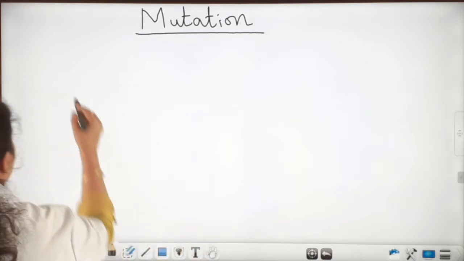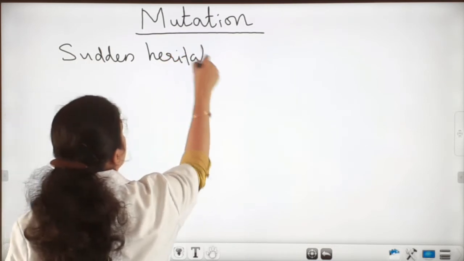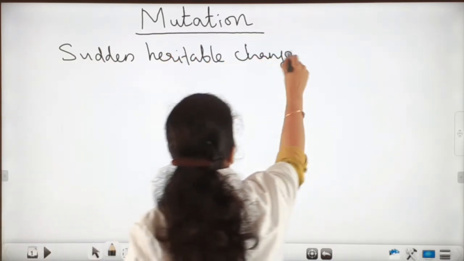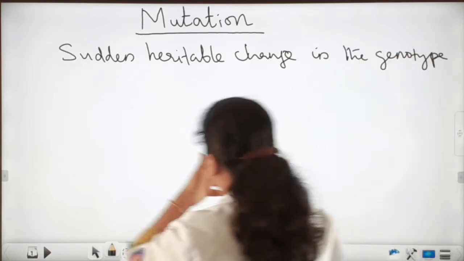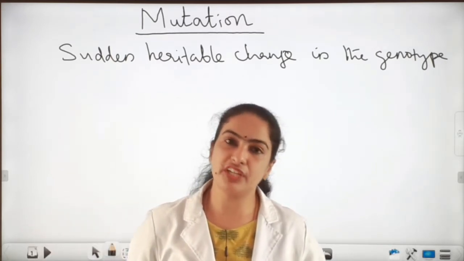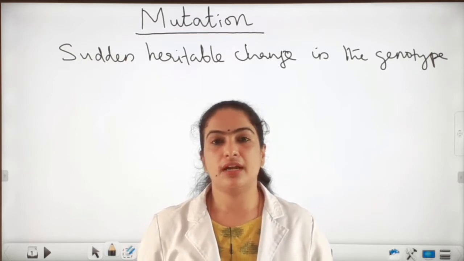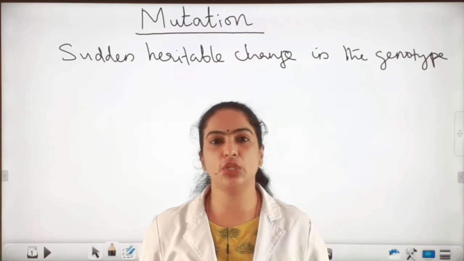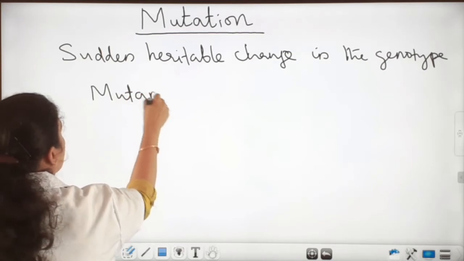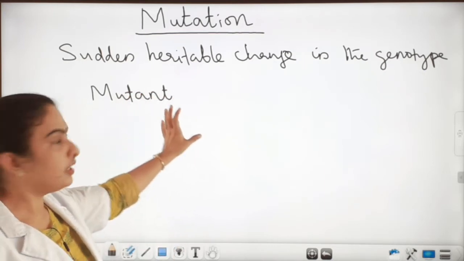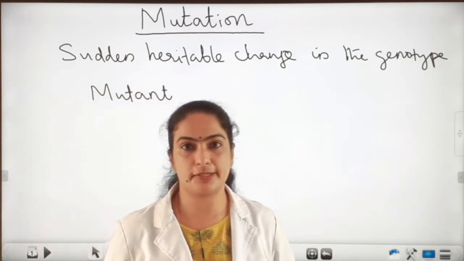So here the mutation is the sudden heritable change in the genotype of an organism. So that leads to the change in the phenotype also. So the individuals which are showing a different phenotype or change in phenotype due to mutation are called mutants.